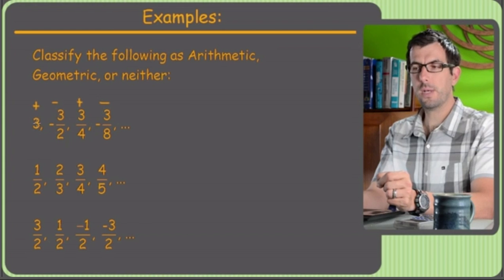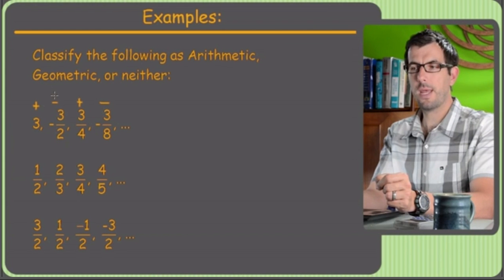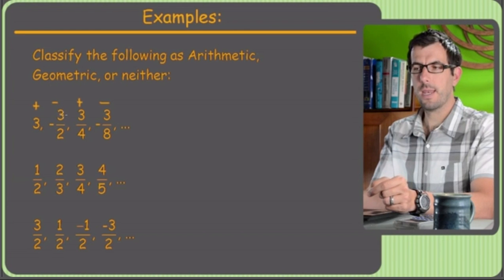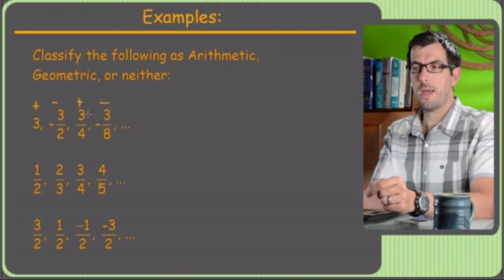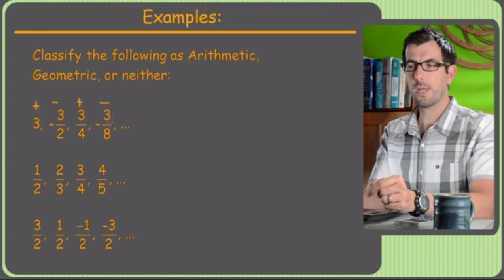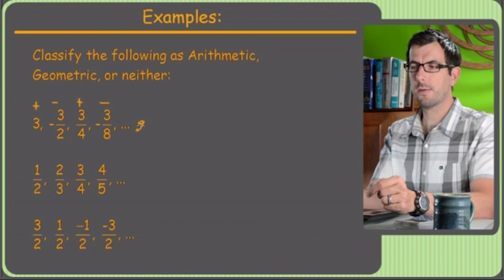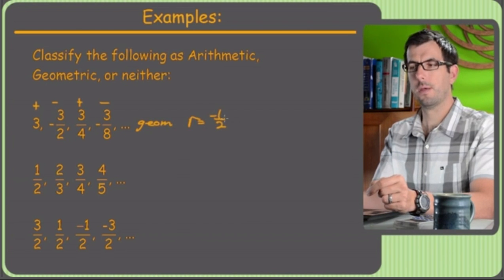So if to get from 3 to negative 3 halves, I would have had to multiply by negative 1 half, what happens if I multiply negative 3 halves by negative 1 half? I get positive, because the negatives cancel, 3/4. And then multiply that by negative 1 half, and I get negative 3/8. Yes, that does work. So that's geometric, and r equals negative 1 half.